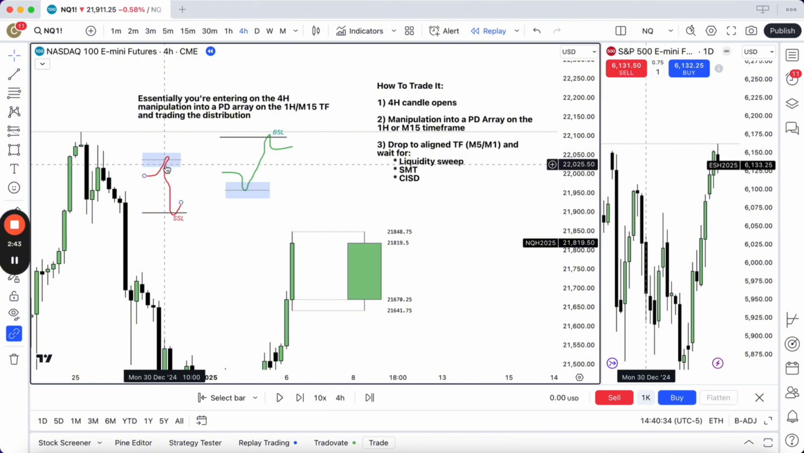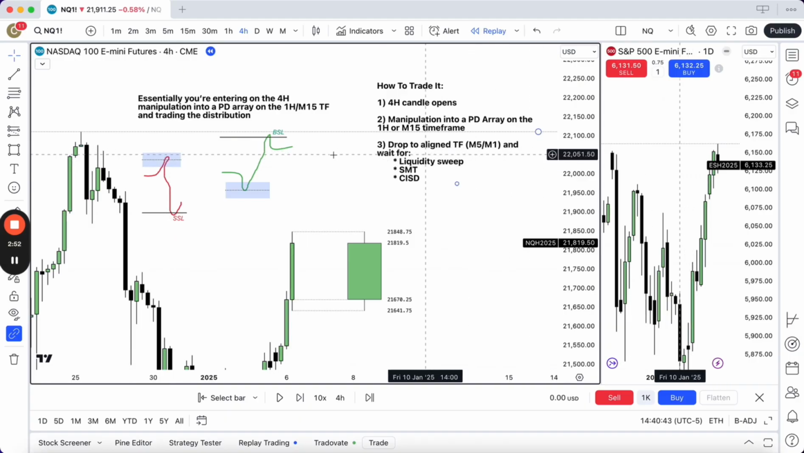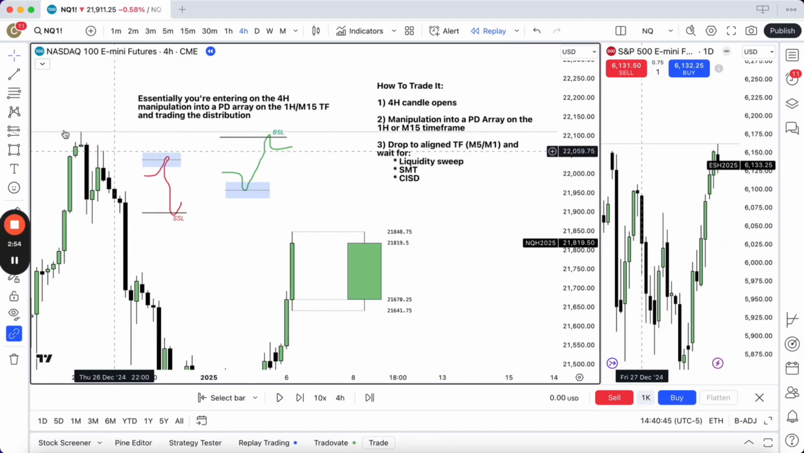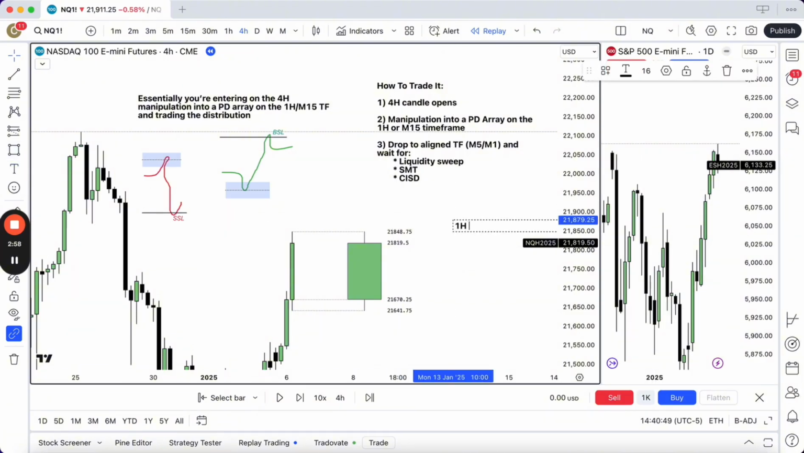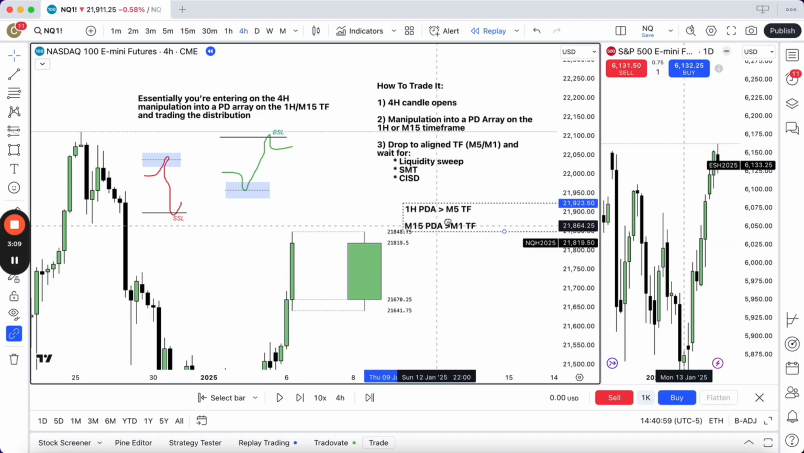So that would be right here. You drop to the lower time frames. If this is a 15-minute PD array, you are trading on the 1-minute time frame. If this is an hourly PD array, you are trading on a 5-minute time frame. So let me write that out for you. Hourly PD array is 5-minute time frame, and 15-minute PD array is 1-minute time frame. That is just basic time frame alignment.